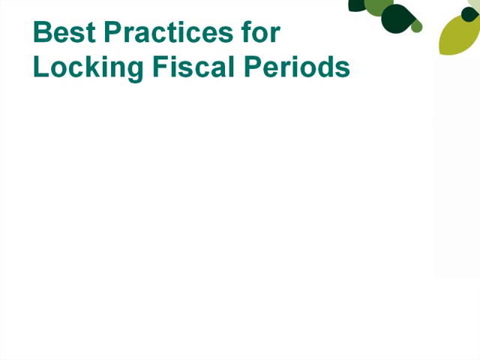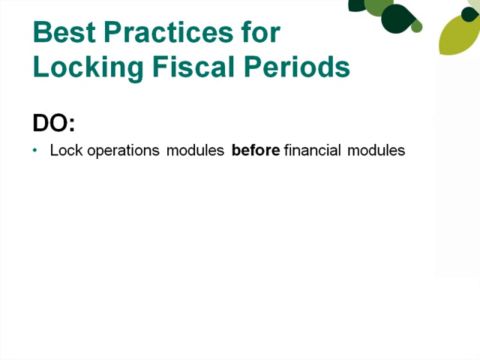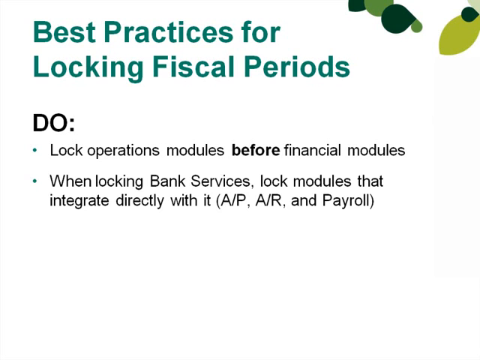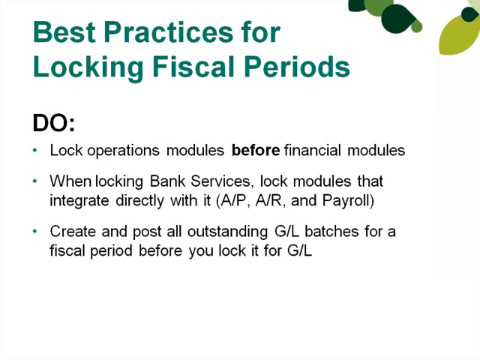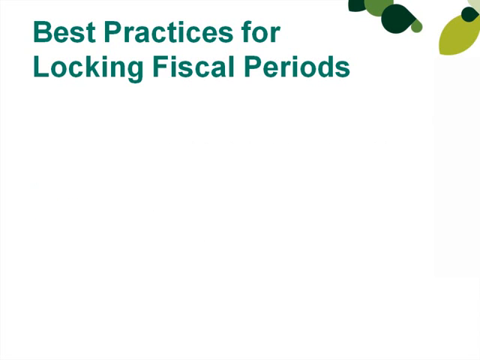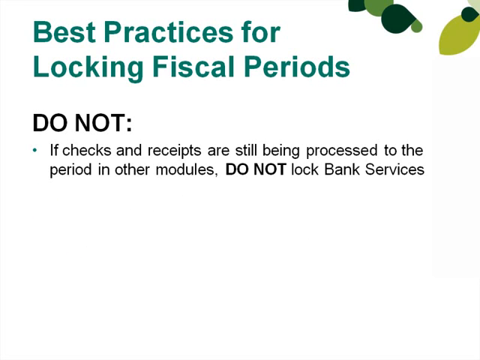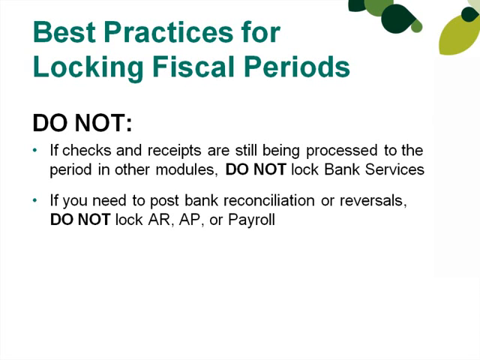In summary, remember to lock operations modules before financial modules. When locking Bank Services, lock modules that integrate directly with it, AP, AR, and payroll. And create and post all outstanding GL batches for a fiscal period before you lock it for GL. You should not lock Bank Services if checks and receipts are still being processed to the period in other modules. And if you still need to post bank reconciliations or reversals, do not lock AR, AP, or payroll.